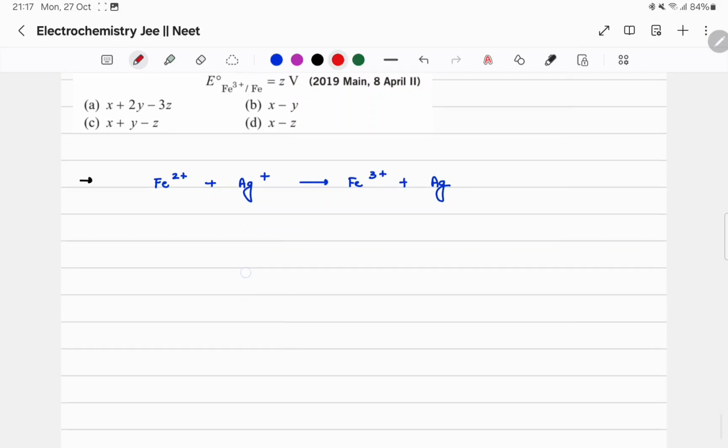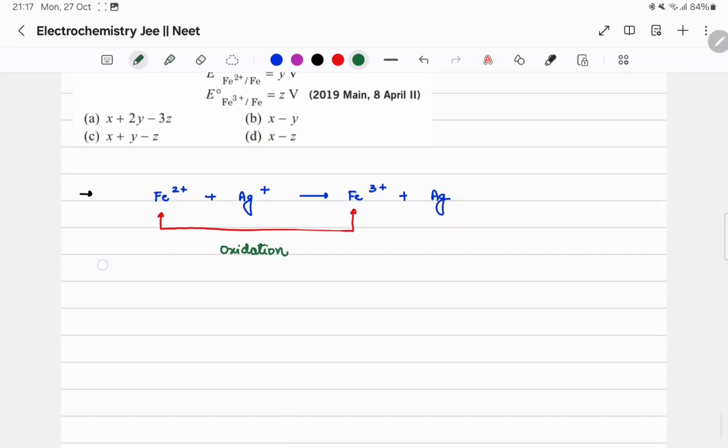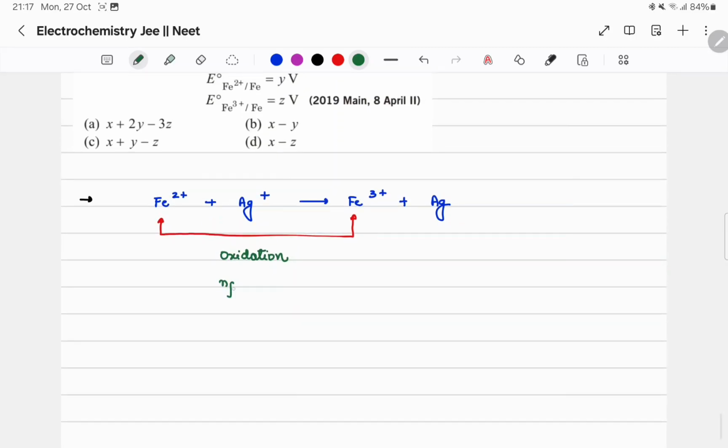If we talk about Fe2 plus, it is going to convert into Fe3 plus. We can check it: here the oxidation number is +2 and here it is +3, meaning an increase in oxidation number. An increase in oxidation number means oxidation. So here we came to know it is oxidation. And what is the n factor, the change of electrons? That is 1, from 2 to 3.